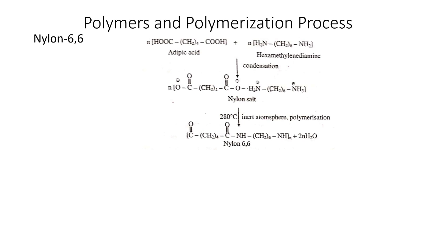Nylon salt is formed initially. Water is then evaporated from the salt solution and the salt is heated to 280 degrees Celsius in an inert atmosphere. Why is there a need for an inert atmosphere? To prevent oxidation. Heating is continued for 3 hours, when the molecules of salt polymerize to give a linear polymer called nylon 66.